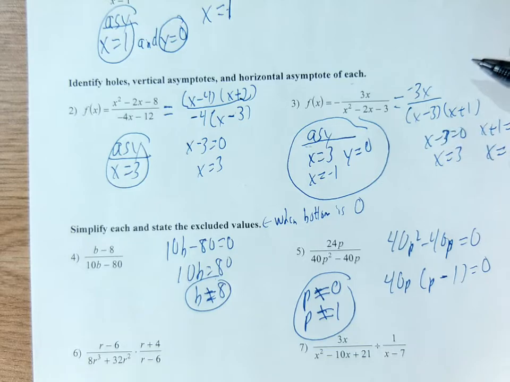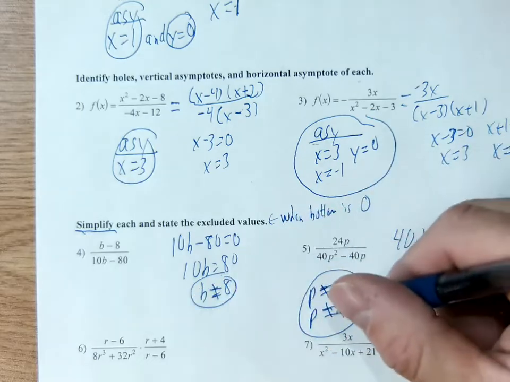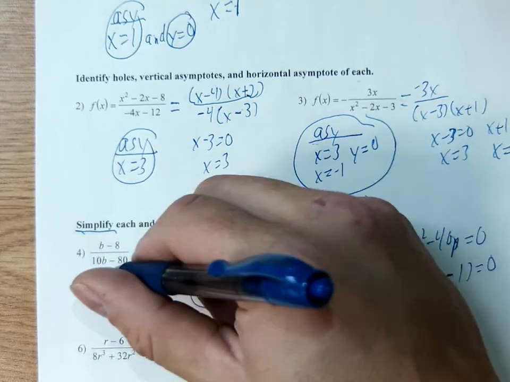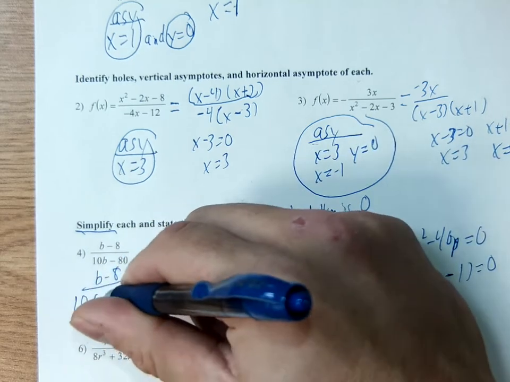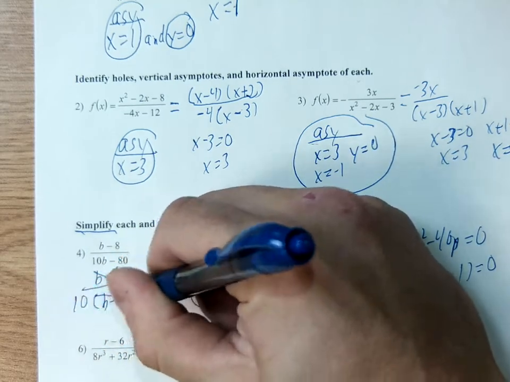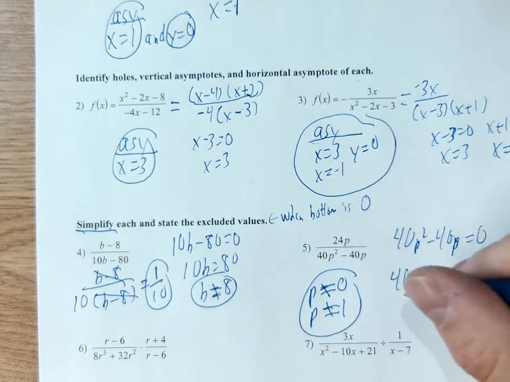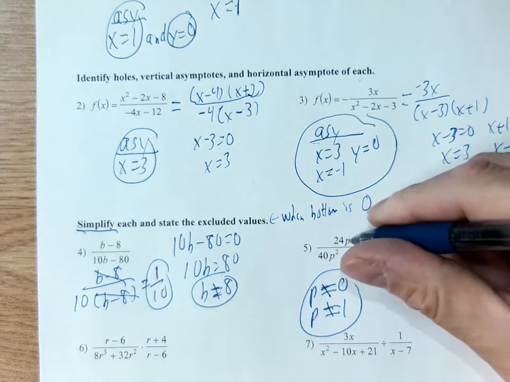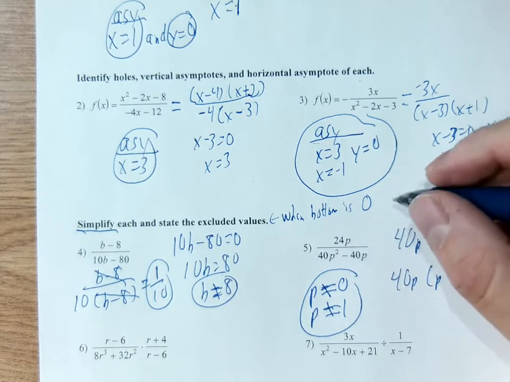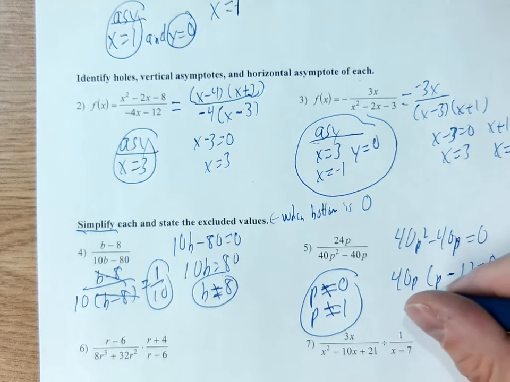Oh, and I forgot to simplify these as well. It says to simplify. So p can't equal 8, p can't equal 1. Also simplify here. So b minus 8 over 10 times b minus 8. The b minus 8's cancel. You get 1/10. And then here, the p's would cancel like we talked about before. And then this 24 and the 40 would reduce as well. They would both divide by 4. Oh, by 8, actually. And it would be 3 in the top.